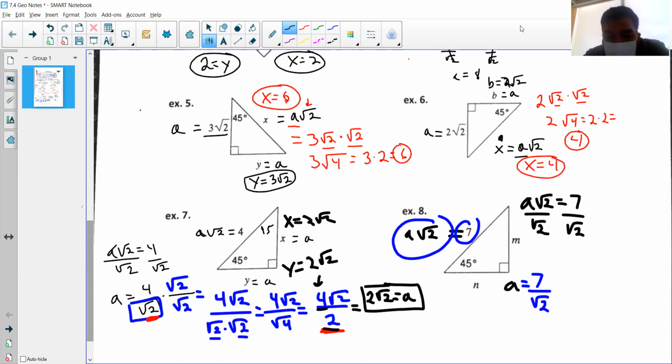Zohar, so you set them equal to each other, but that's not what you want to do. You need to multiply by a specific fraction. You need to multiply by a very specific fraction to get rid of that root 2.